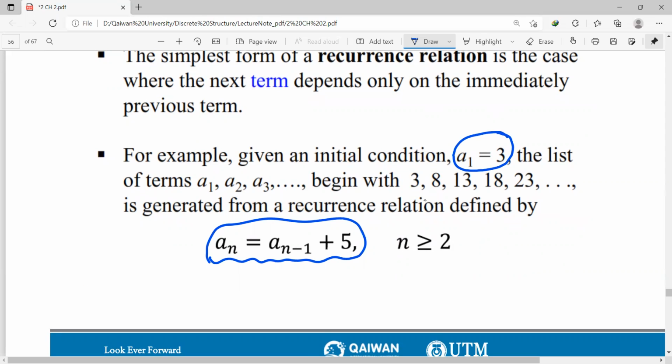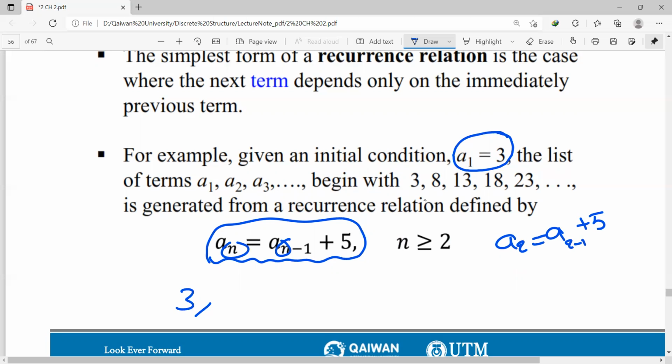So the sequence starts with 3. Then what's the second term? We say each term depends on the previous one. How about A2? We say A2 equals A_2 minus 1 plus 5. We just replace n by 2 to get it.